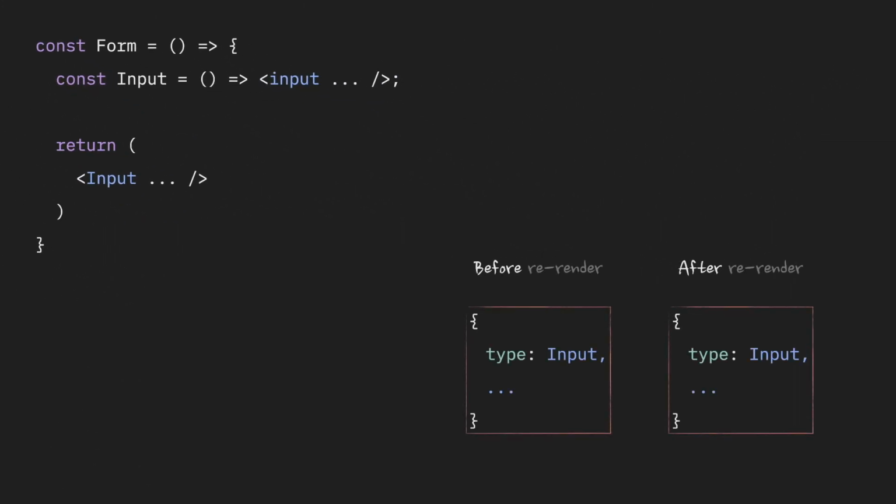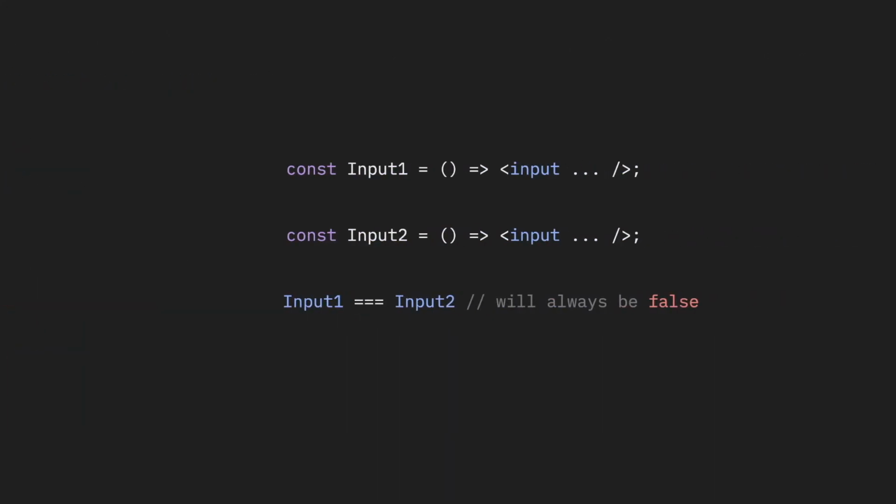Let's again convert it into objects. It's going to be the most basic one, just an object with type input both before and after. But the catch here is, those are different input functions. The input function is declared inside the form component. It's local to it. So every time re-render of form happens, the function will be recreated. And in JavaScript, you can't just compare functions. They are not primitive values, so comparing them will always result in false.